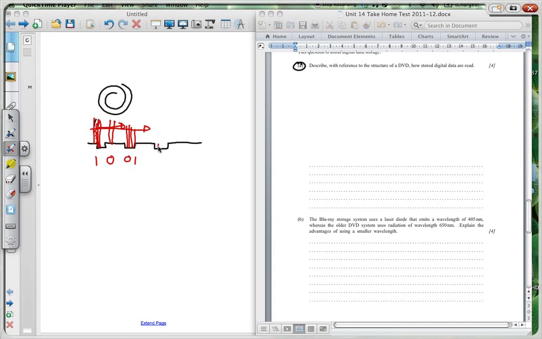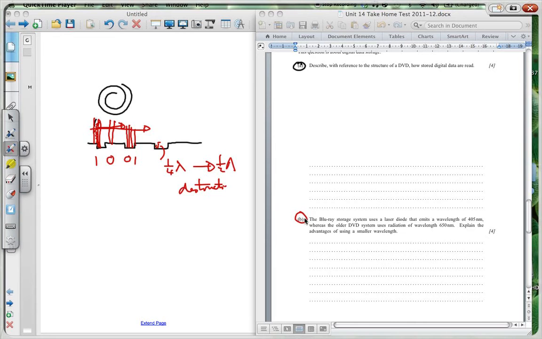These pits are a quarter wavelength, so this is a quarter wavelength. That's important to measure. Therefore, by the time it goes there and back, it actually goes to a half wavelength difference, and therefore that causes your destructive interference. Okay, so that's not a great diagram, but hopefully that will help you to understand it.